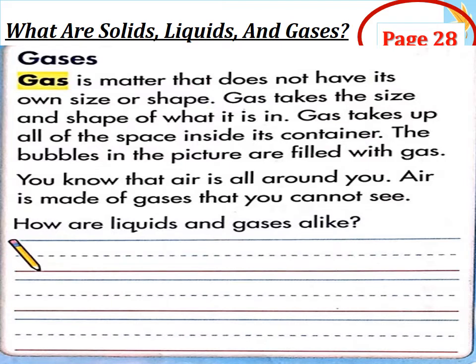Let us continue, kids. On page 28, we have gases. Say gases. This is now our third state of matter. Let's read. Gas is matter that does not have its own size or shape. Gas takes the size and shape of what it is in. Gas takes up all of the space inside its container. The bubbles in the picture are filled with gas. The bubbles in your book, you know that air is all around you. Air is made of gases that you cannot see.